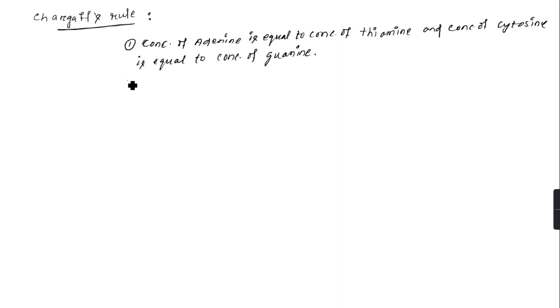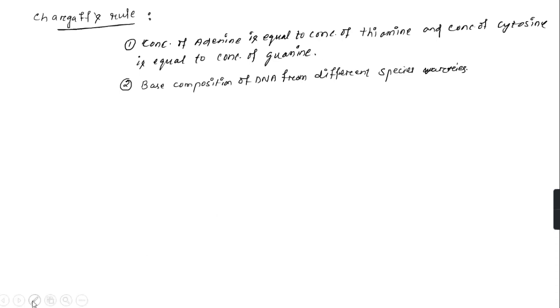The second point in Chargaff's rule is that the base composition of DNA from different species varies. This is the first priority of the rule.